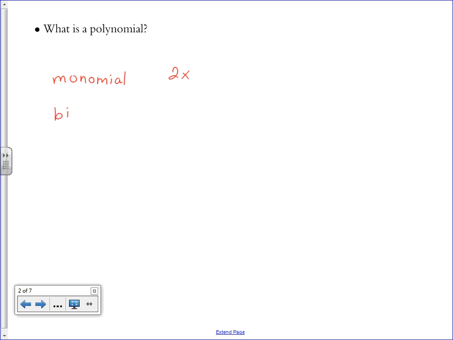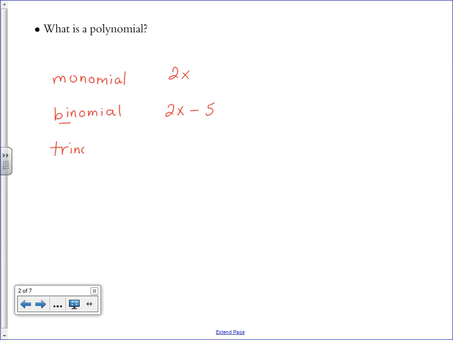A binomial is an algebraic expression that's got two terms in it. Bi meaning two, as in bicycle. So binomial would be something like 2x minus 5. We've got two terms that are connected by addition or subtraction.